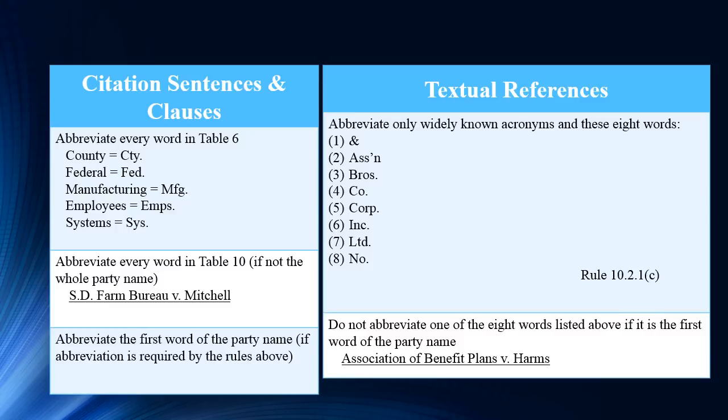Now let's look at textual sentences. Rule 10.2.1 sub C in your Bluebook states that you must abbreviate only widely known acronyms and these 8 words. In textual sentences, you do not abbreviate one of the 8 words listed above if it is the first word in the party name. For example, Association of Benefit Plans versus Harms.